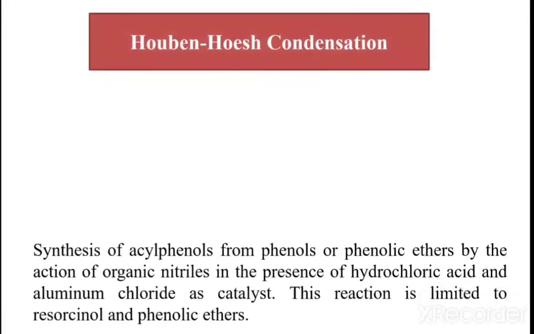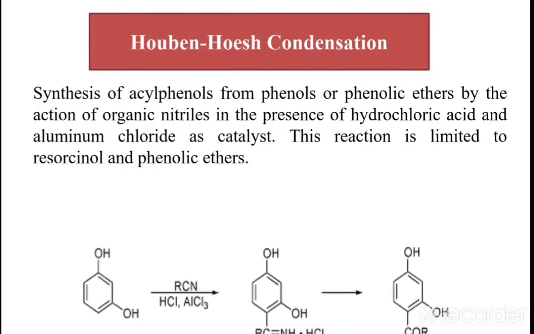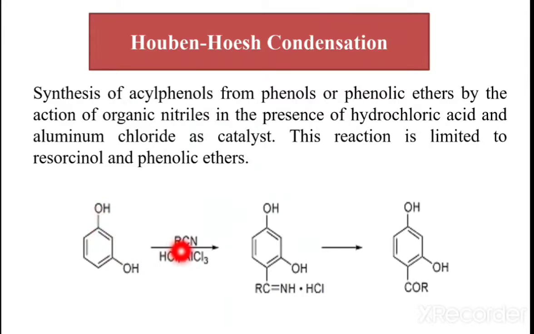Number one, the Hoesch reaction. In the Hoesch reaction, there is synthesis of acyl phenol from phenols or phenolic ethers by the action of an organic nitrile in the presence of hydrochloric acid and aluminum chloride as a catalyst, and this reaction is limited to resorcinol and phenolic ethers. Here this is the structure of resorcinol, and this is the nitrile, alkyl nitrile, in the presence of HCl and AlCl3. We get an intermediate, and there is formation of this acyl group.